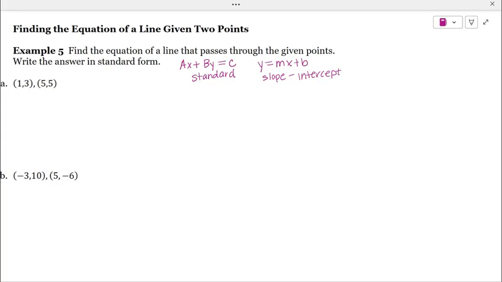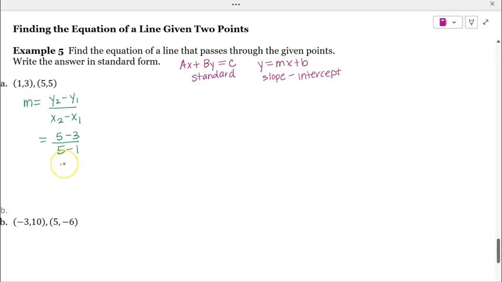Because we're not given a slope, we have to start by finding the slope between these 2 points. So I'll do y2 minus y1 over x2 minus x1. So I'll do 5 minus 3 over 5 minus 1. And it looks like I'm getting 2 over 4, or 1/2 for my slope.